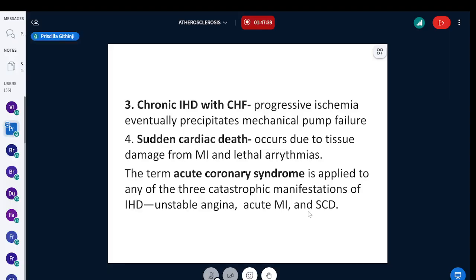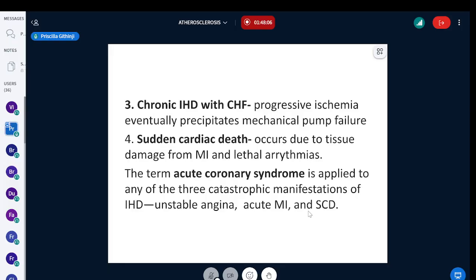So remember, I talked about cardiac syndromes. So we talked about angina pectoris. I have dwelled on acute myocardial infarction. Then the other cardiac syndromes are your chronic ischemic heart disease with congestive heart failure, where you have progressive ischemia, eventually precipitating mechanical pump failure. So if the ischemia is chronic, then you end up having heart failure.